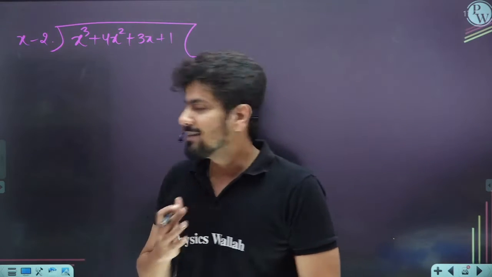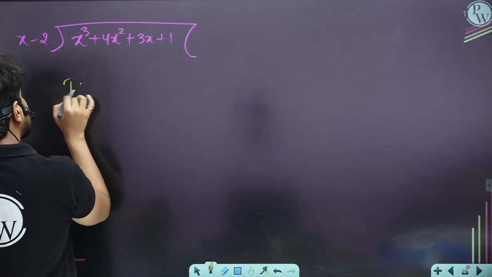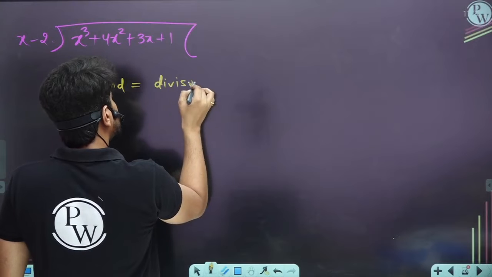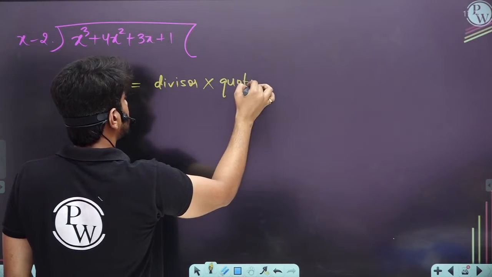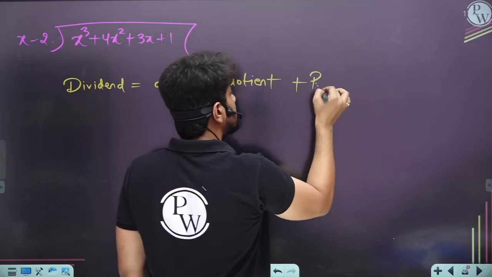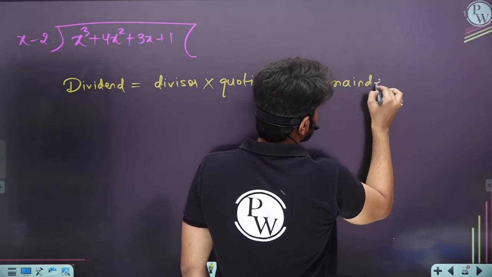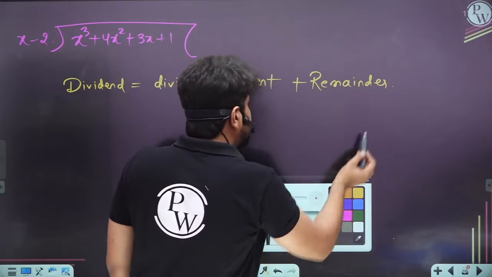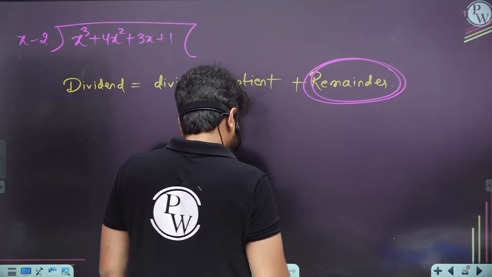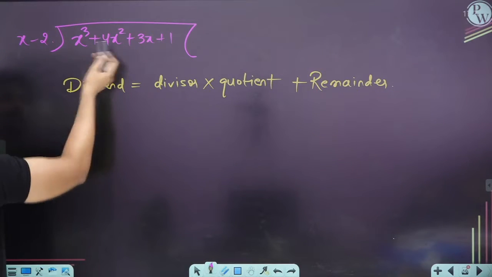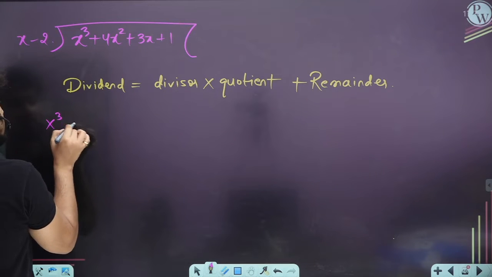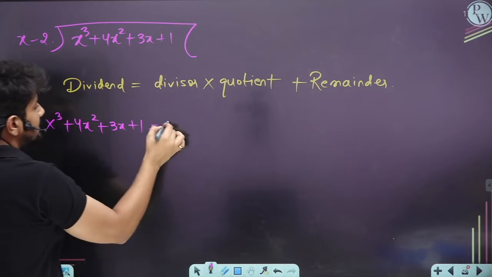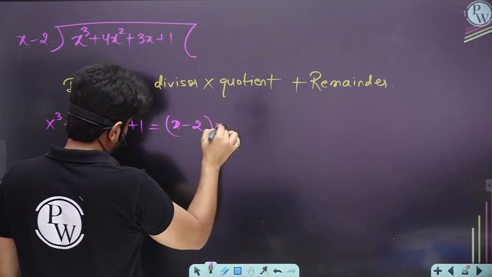Now I'm directly writing that dividend is equal to divisor multiplied by quotient plus remainder. Right everybody? This is the thing. Dividend is equal to divisor multiplied by quotient plus remainder. I'm interested in this term. What is remainder? Now what is dividend over here? Dividend is x cube plus 4x square plus 3x plus 1. What is divisor? Divisor is x minus 2. What is quotient? We don't know.